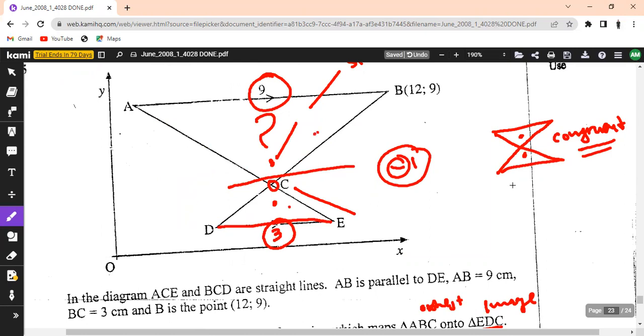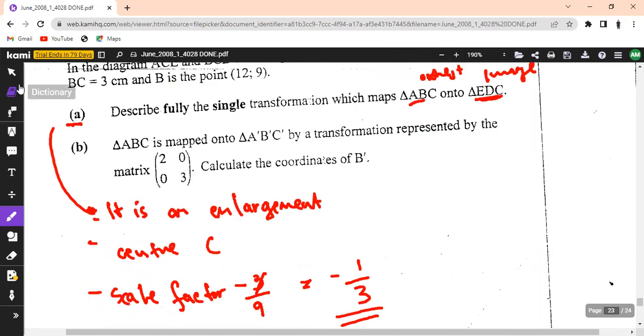If this was our image and this is our object, the scale factor was going to be a whole number because it was going to be image 9 over object, which is 3. So it was going to be 9 over 3, and it was going to give us negative 3. But now they say this is your image and this is your object. So take note, when the image is smaller than the object, the scale factor is a fraction. Okay, please take note of it. All right, so I think that was it.